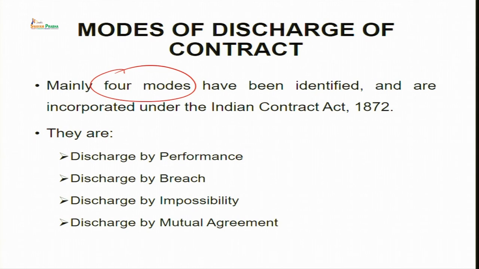Now, earlier we said performance, here we are talking about impossibility of performance. It's not like breach, where a party is not willing to perform the promise absolutely or as a whole, or is not willing to perform it in the manner it is supposed to be performed. Here we are talking about impossibility of performance due to reasons beyond the control of the two parties. The contract now has become impossible to be performed.